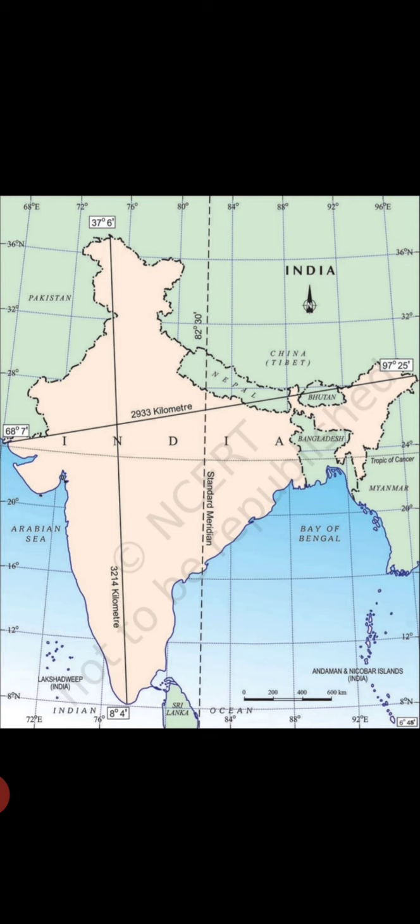The north-south extension of India is nearly 3,214 kilometers, and the east-west extension is 2,933 kilometers.